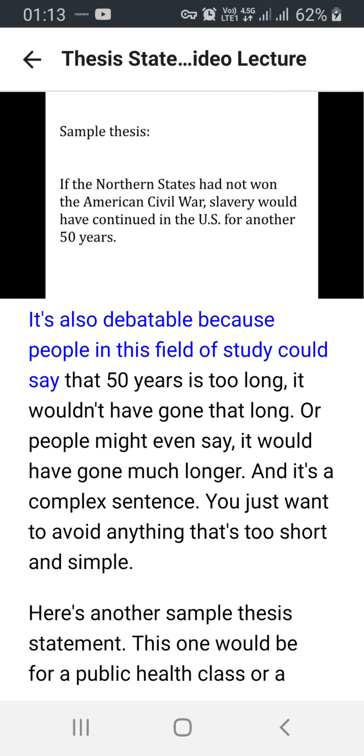It's also debatable because people in this field of study could say that 50 years is too long, it wouldn't have gone that long, or people might even say it would have gone much longer. And it's a complex sentence. You just want to avoid anything that's too short and simple.